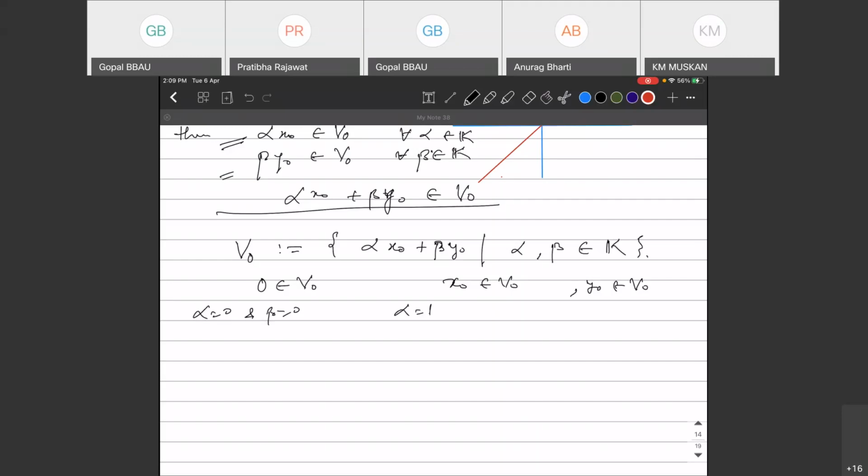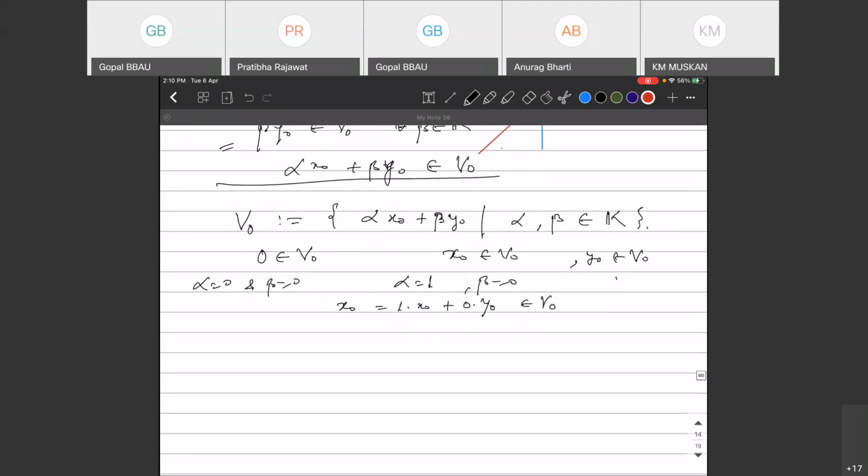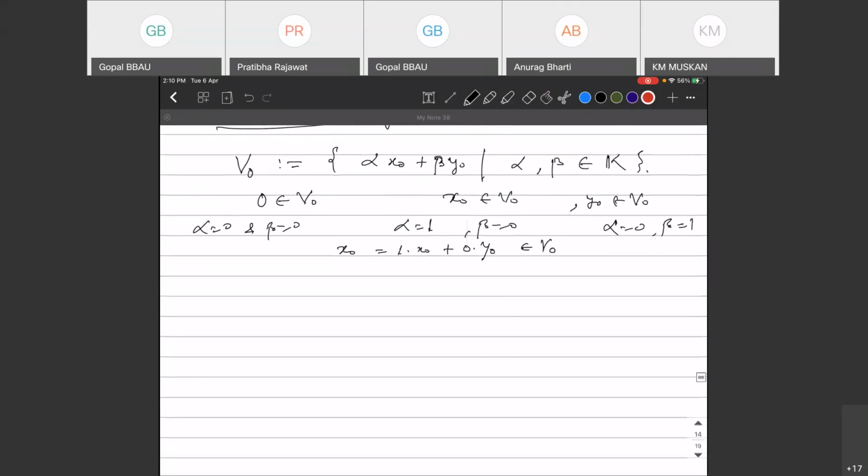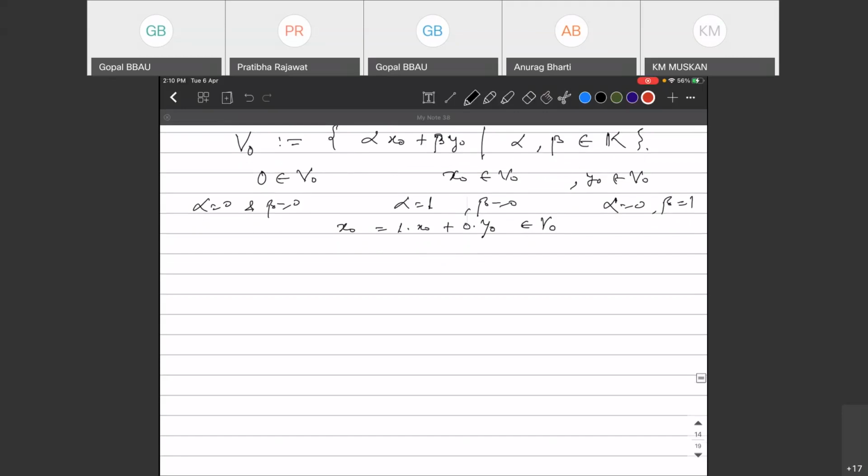Why does x naught belong to V naught? Take alpha equal to 1 and beta equal to 0, then 1 dot x naught plus 0 dot y naught is x naught, and this belongs to V naught. Similarly, y naught belongs to V naught; here you take alpha equal to 0 and beta equal to 1. And in fact, you can show that V naught is the smallest subspace. So it is an exercise for you.